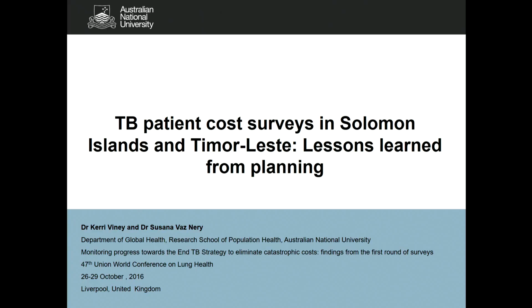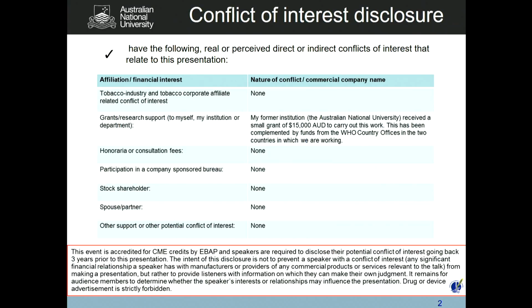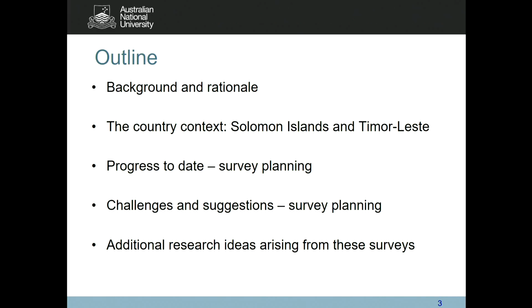As you can see from the title of the presentation, I'm going to talk about patient cost surveys being implemented in two countries in my region of the world, near Australia: Timor-Leste and Solomon Islands. So firstly, conflict of interest, and we'll move on.